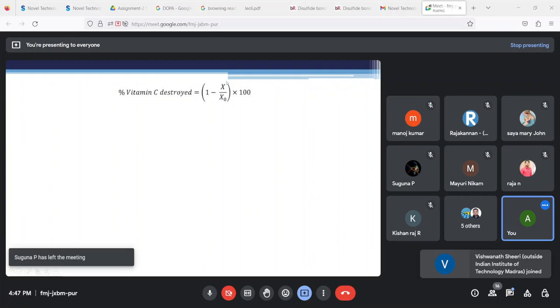So when you substitute this value, 1 minus 0.75 into 100, you have the amount of vitamin C destroyed as 25%. So the answer is option C. Is this clear? So the first order reaction is used both for destruction of nutrient value in the food. It is also used for the destruction of microorganisms. It generally follows first order kinetics. Hope this is clear. Any doubts in this procedure? We can repeat again if you want.